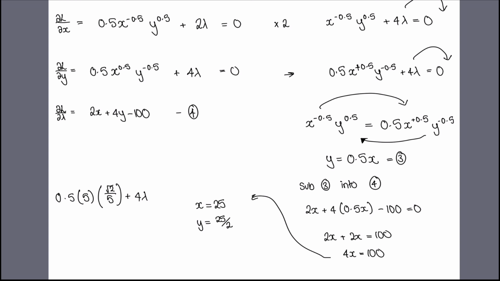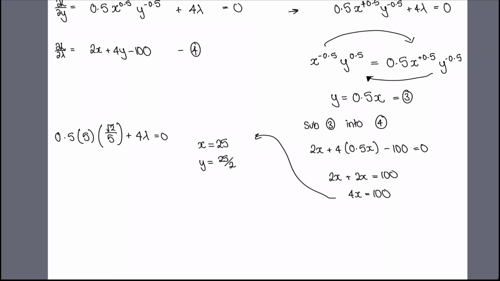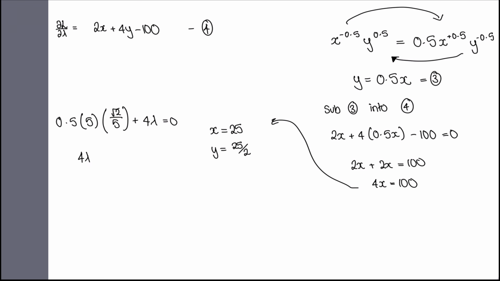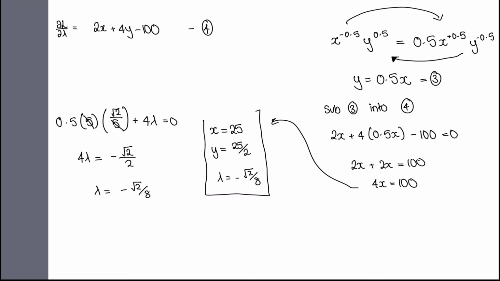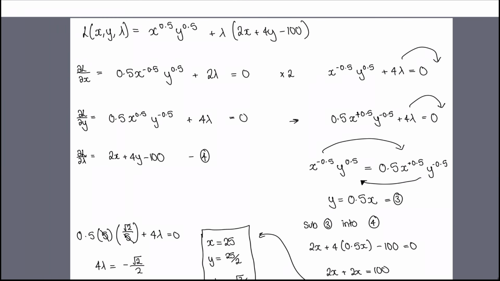And then plus 4 lambda is equal to 0. So now we get 4 lambda is equal to minus root 2 over 2, because those and those cancel, and then 0.5 is just a half. And then dividing by the 4, we get minus root 2 over 8. So lambda is equal to minus root 2 over 8. So this is our optima.